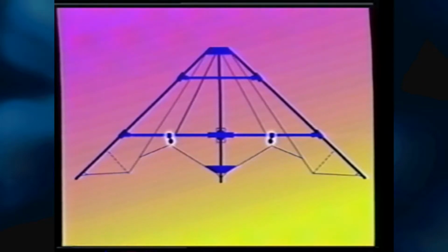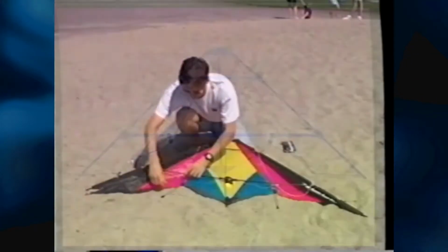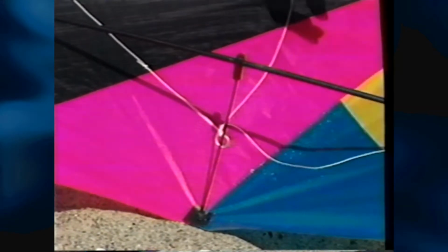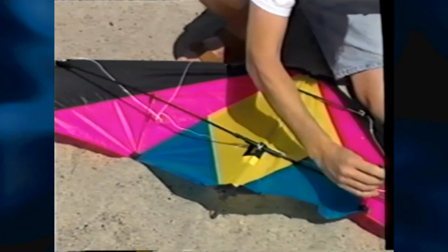Sail stays. Connect the sail stays to the bottom spreader. Avoid tangling the bridle during this step.